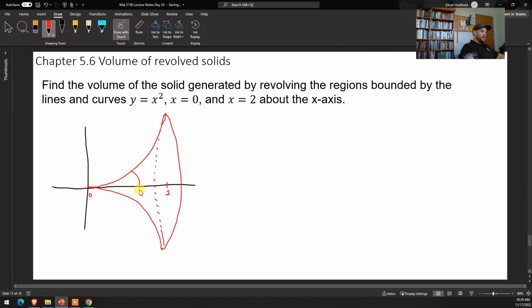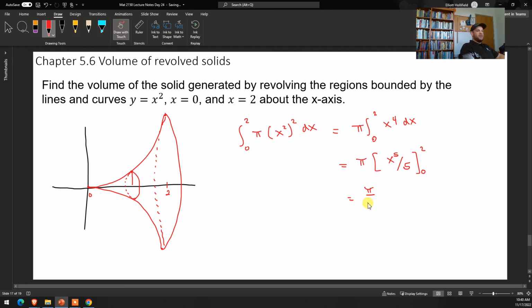So one slice here goes through the x-axis. The radius of each slice is determined by the function itself, and we integrate from 0 to 2. We integrate from 0 to 2 pi times our function squared with respect to x. We get pi times the integral from 0 to 2 of x raised to the 4th power dx. The antiderivative of x to the 4th is x to the 5th divided by 5, and we evaluate in between 0 and 2.